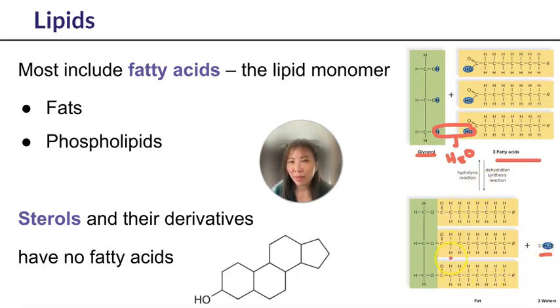And so lipids can also exist in this fused ring format known as sterol. Sterols do not have fatty acid, but what they have in common with the fatty acid over here is that because they're mainly made of carbon and hydrogen, they're also insoluble in water.